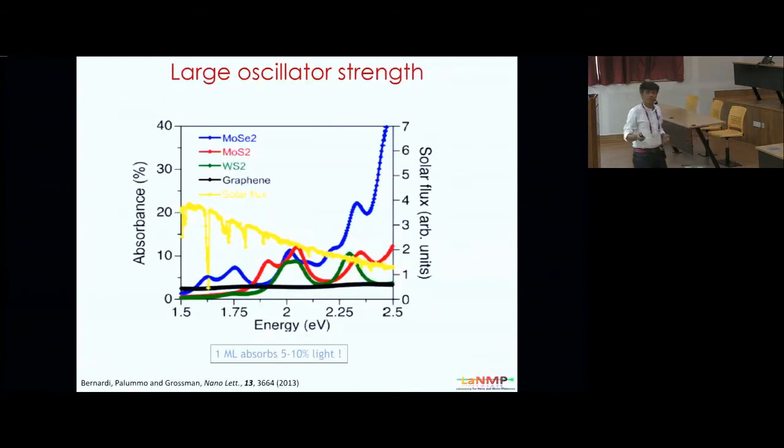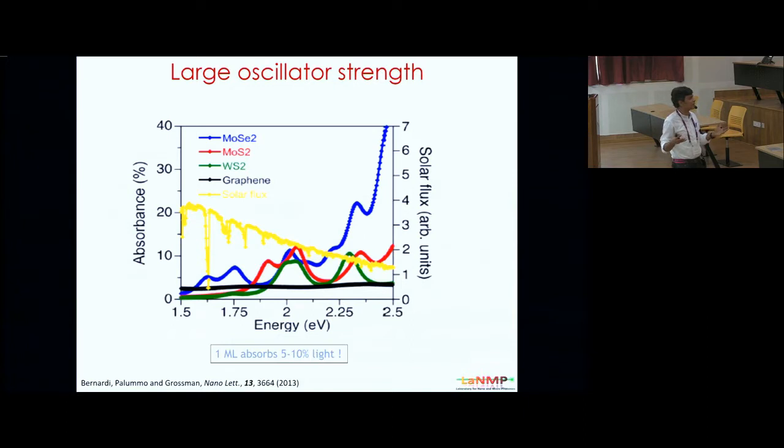The other big advantage of 2D materials that I see is the large oscillator strength. This is a graph I've taken out of this paper, and that's your solar flux, because this paper was written with solar cells in mind. But what I like to focus on are these red and blue and green lines, and you can see that at certain energies corresponding to the exciton resonances, you can get up to 10 to 15% absorption of light. Just to put things in perspective, gallium arsenide and silicon, you would need about 15 to 20 times that thickness of this monolayer to get the same amount of absorption.